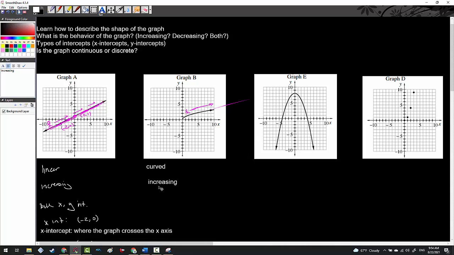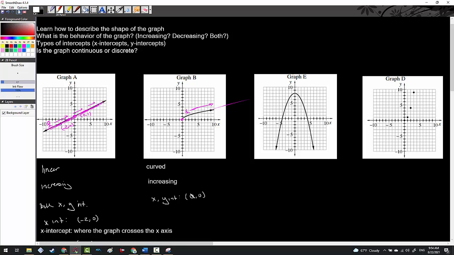So again, we're just describing its behavior. Does this graph have an x and a y intercept? It actually does have both, believe it or not. And the reason why is because this graph makes contact with both axes at the origin. So in this case, the x and y intercept, because it touches the origin, will both be 0, 0.